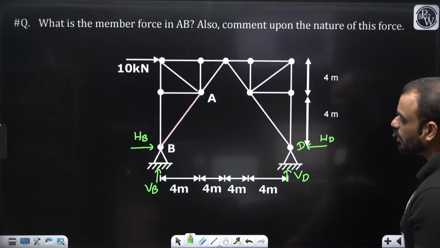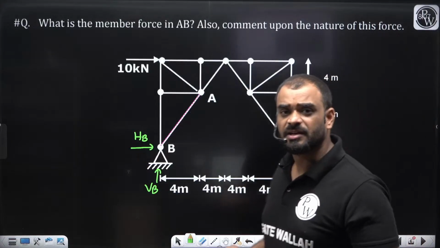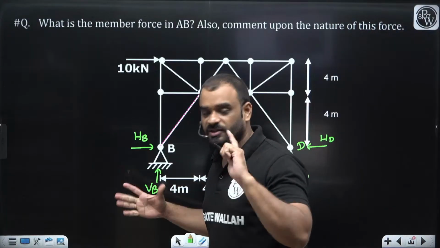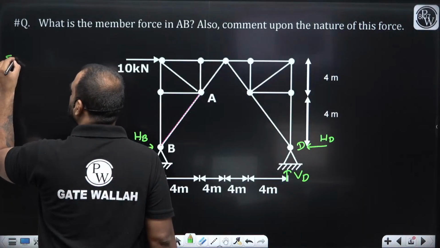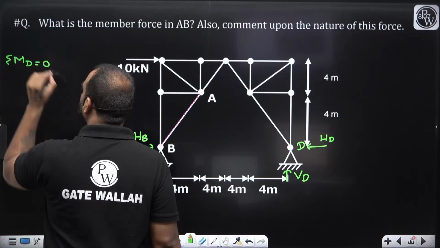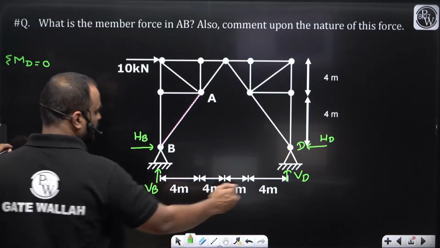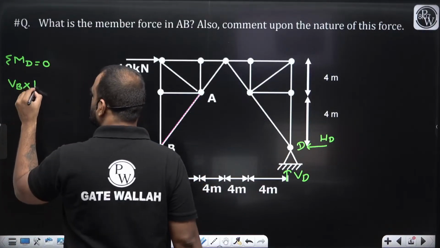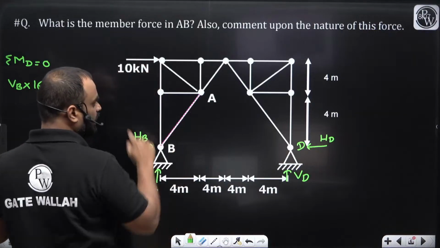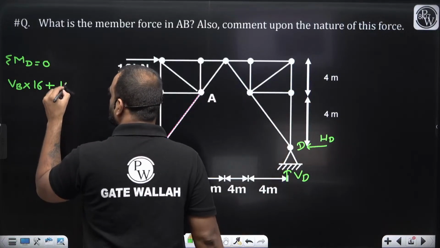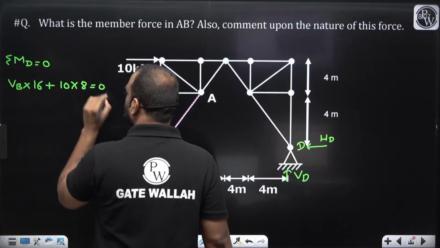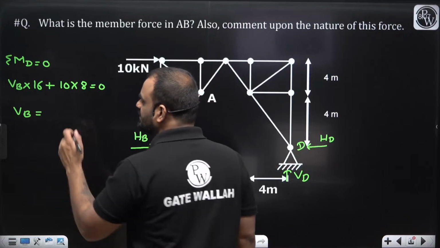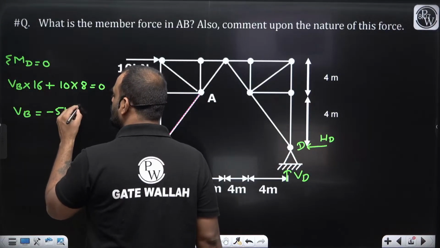Okay, sir. Now guys, first I will write summation of moments about this particular point D equal to 0, so that we can get the value of the VB reaction. Summation of moments about D is equal to 0. If we write it like this, VB into how much? This is 16, plus 10 into how much? 4 plus 4, that is 8. So 10 into 8, and it is equal to 0. So let us calculate the value of VB. How much is it? It is minus 5 kilonewton.